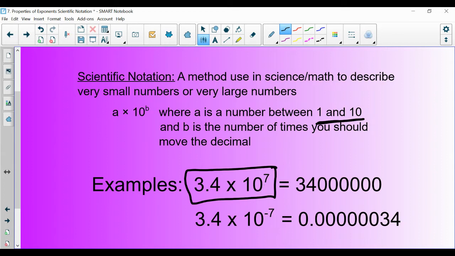So how you would actually do this is you would say, okay, 3.4 times 10 to the 7th, so you'd have to move the decimal place 7 times. And because it's positive, you're going to move the decimal place to the right. So you'd move it 1 time, 2 times, 3 times, 4 times, 5 times, 6 times, 7 times. This is where the decimal should go. And what you're just going to do is put zeros in there in between. So 3.4 times 10 to the 7th is this number.